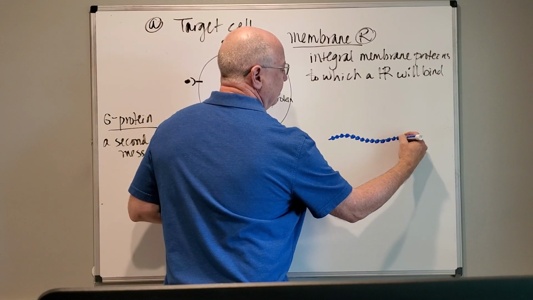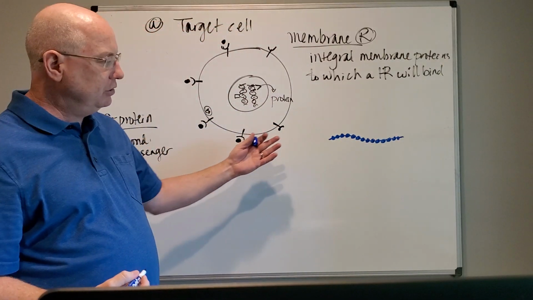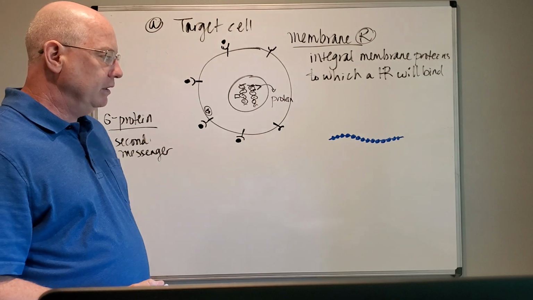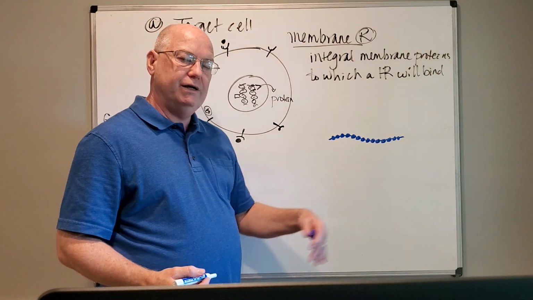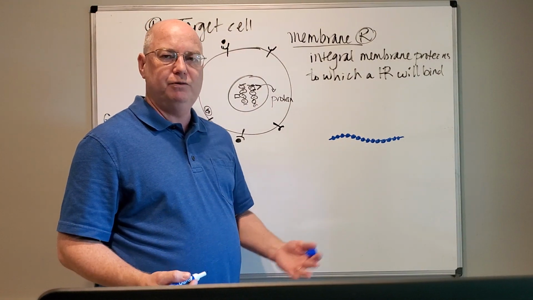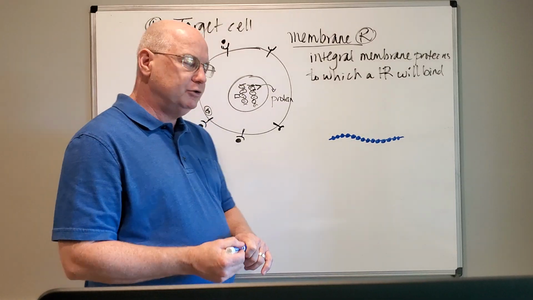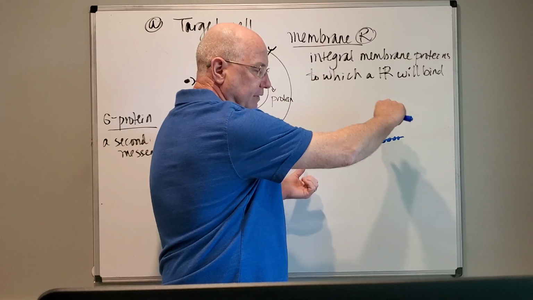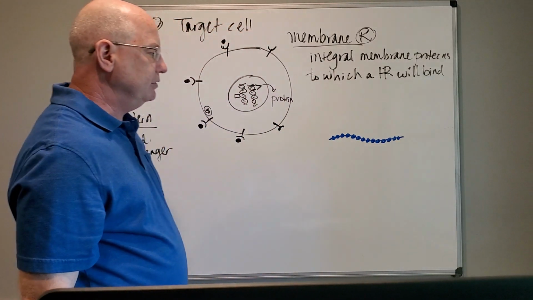Each individual amino acid gets stuck to another one in a long string of amino acids, almost like beads on a necklace. Now, when we study the structures of amino acids, there's only 20 amino acids that all human proteins are made out of. The difference between one protein and another is the number of amino acids and the order and the arrangement of the amino acids.